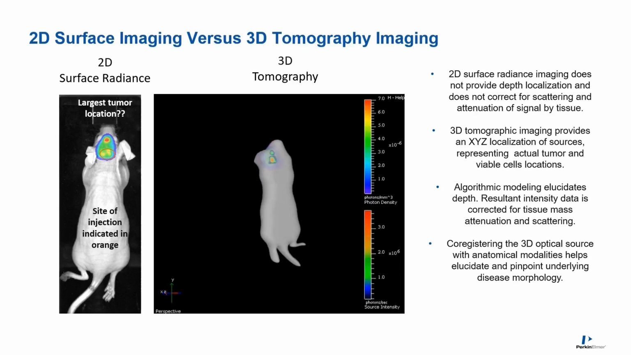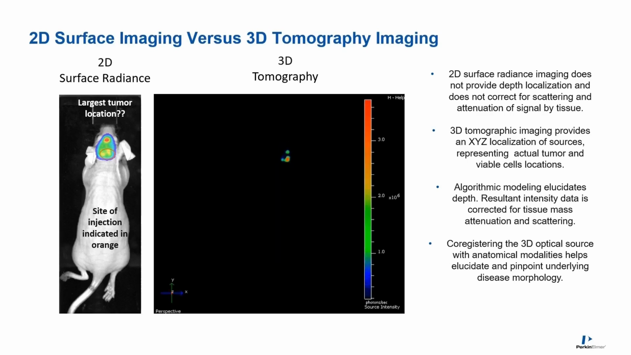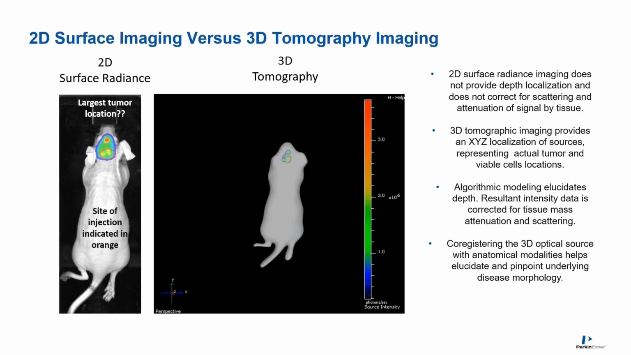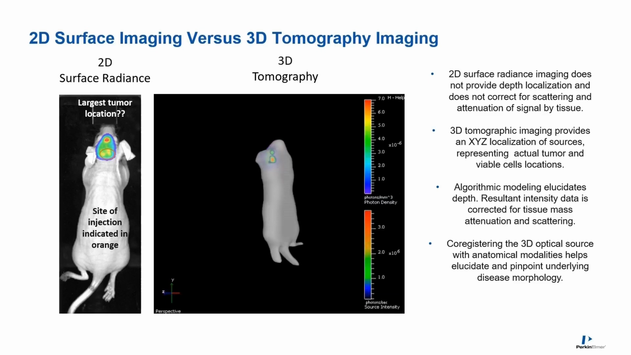Right. Shown here are reconstructed images of a mouse in 3D, and then we superimpose CT data to get additional anatomical information. Then clearly you can see that the bioluminescent signal is localized within the brain region of the animal.